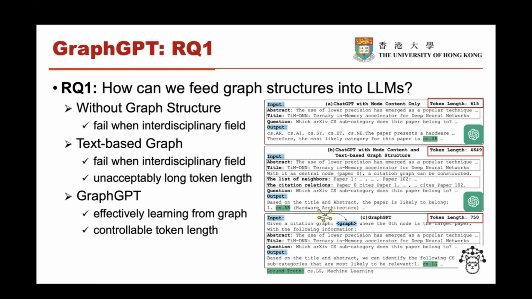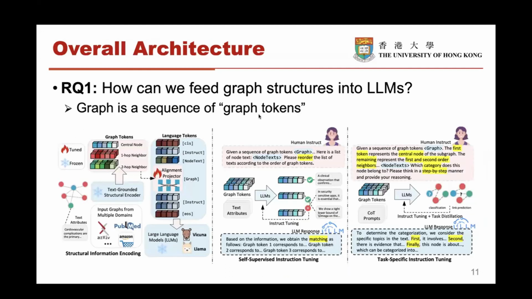The text describes the connection information in the prompt. However, it doesn't address the error and it makes the token length too long. We all know that the input content length for an LLM is limited. So the last case is the result generated by our GraphGPT, with only 7 billion parameters, but we can effectively input the graph and let the LLM learn from it. Also, the input token length is controllable in our GraphGPT. We achieve that by introducing graph tokens.